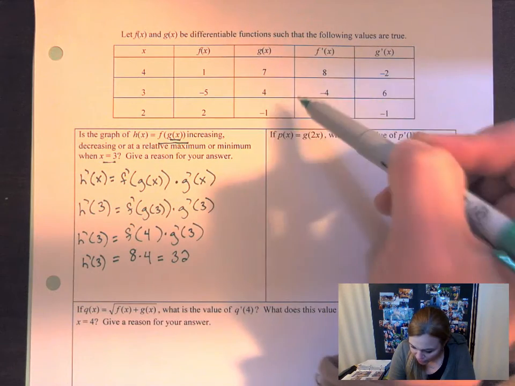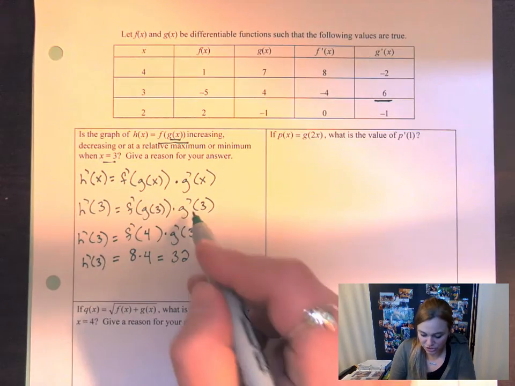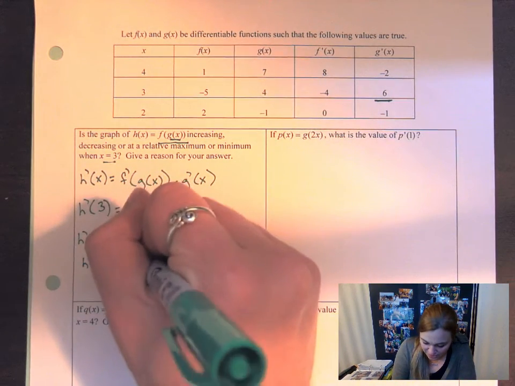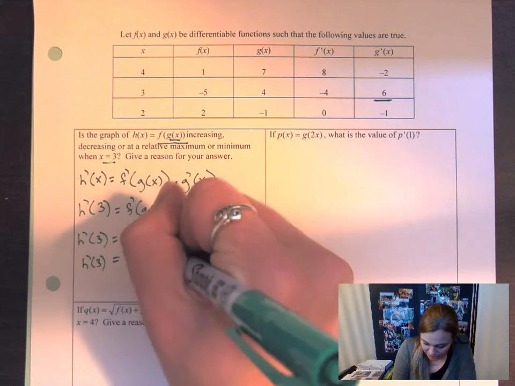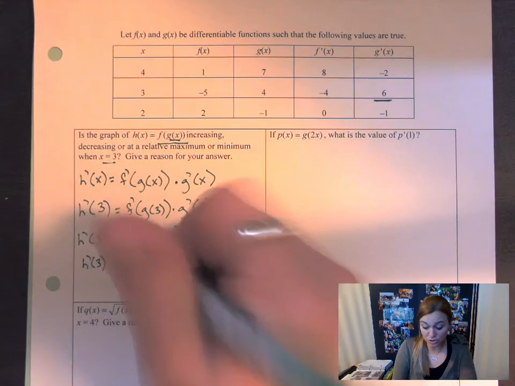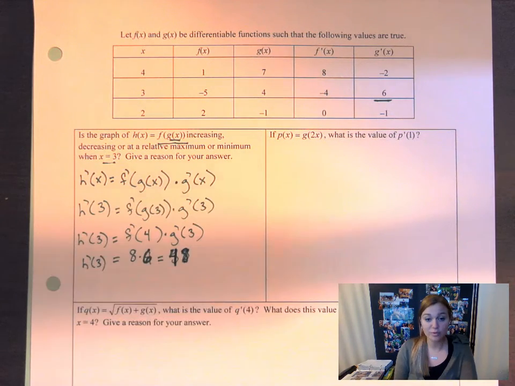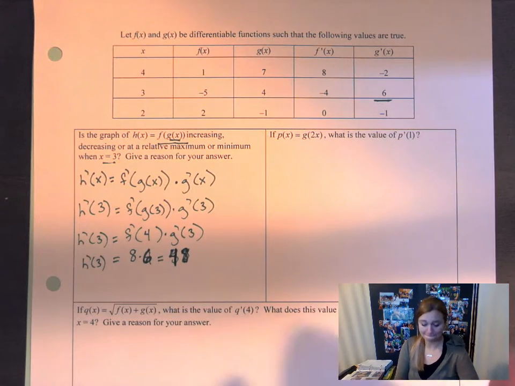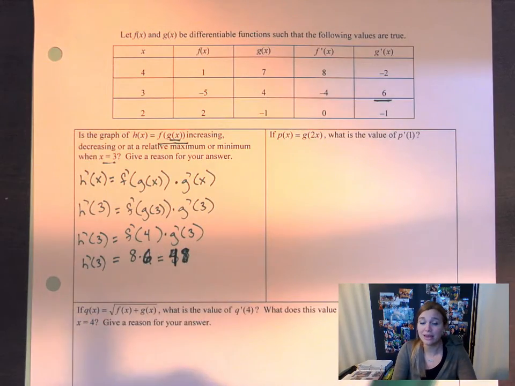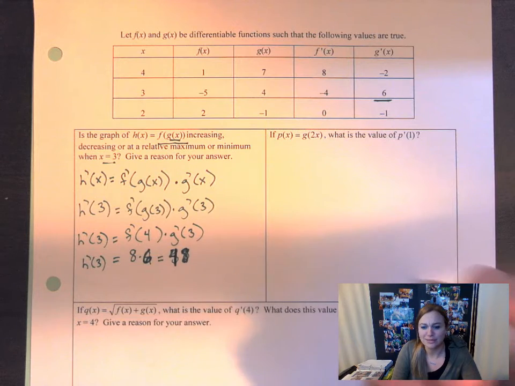G prime of 3. Oh, guys, silly me. Look at this. It's 6. G prime of 3 is 6. 8 times 6 is 48. Okay, this number is also large, but now it's the correct one. We did it. We found our mistake. And in our house, if you make a mistake, you fix it. Hopefully that's the same in your house. So, or you do your best to fix it.